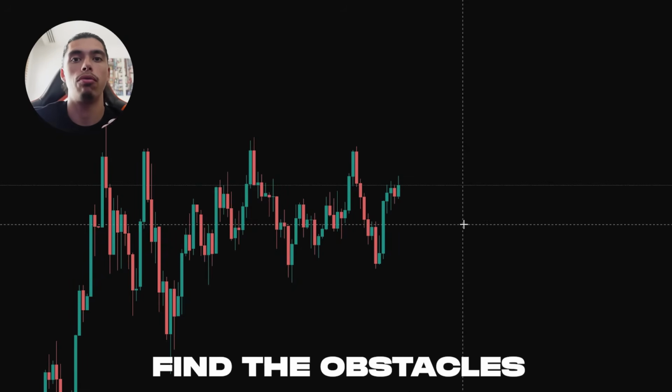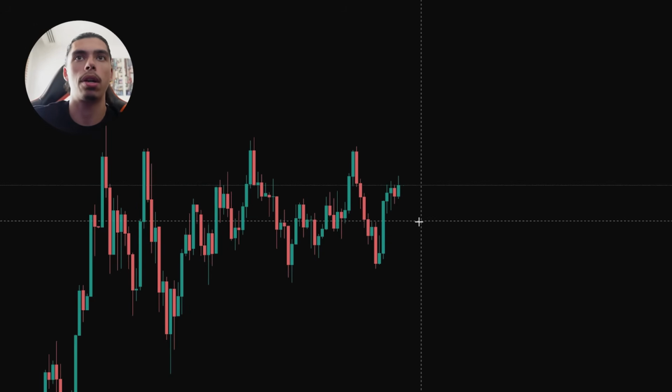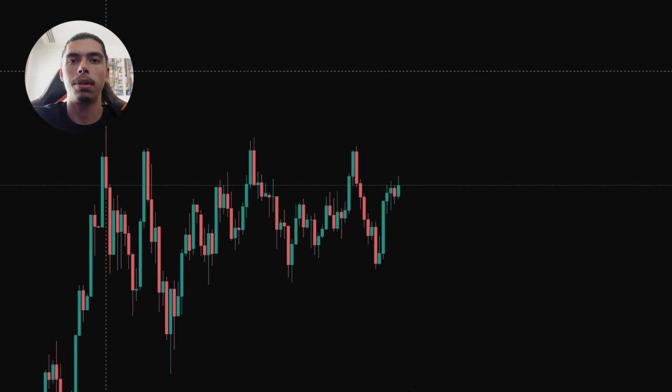Obstacles meaning rejection, retest points, because when you trade a pullback, that pullback can come towards a zone. And we do that by doing something called our markup. So a simple markup is going to look something like this.